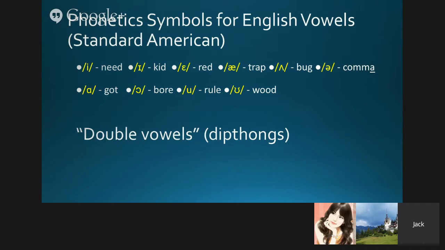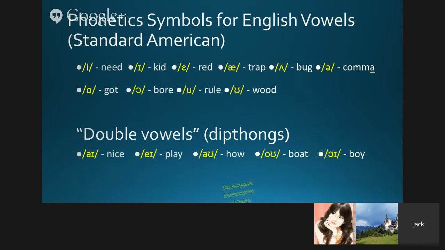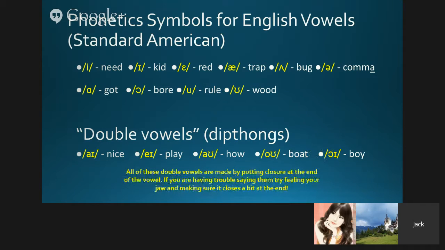Now, there are also some double vowels in English. In phonetics, these are called diphthongs, which I only include because it's a fun word to say. These double vowels are I, as in nice, A, as in play, ow, as in how, O, as in boat, and oi, as in boy. All of these sounds are made by putting closure at the end. So if you ever have any trouble with them, try feeling your jaw and making sure that you actually physically close it up a little bit as you say it. I, a, ow, o.